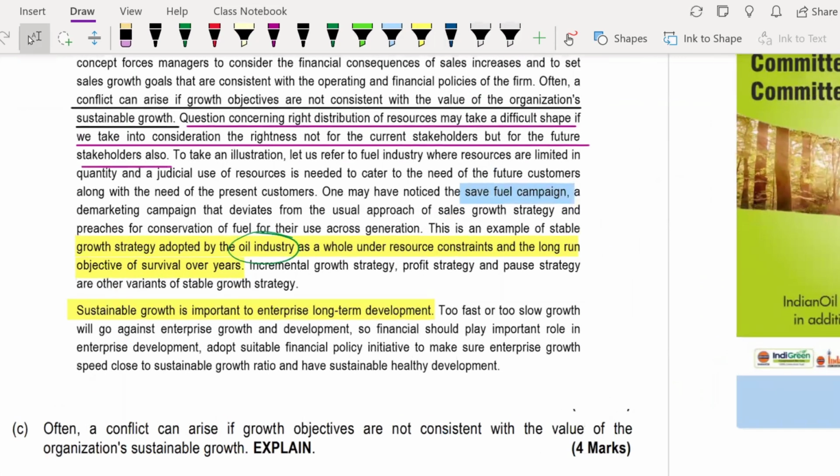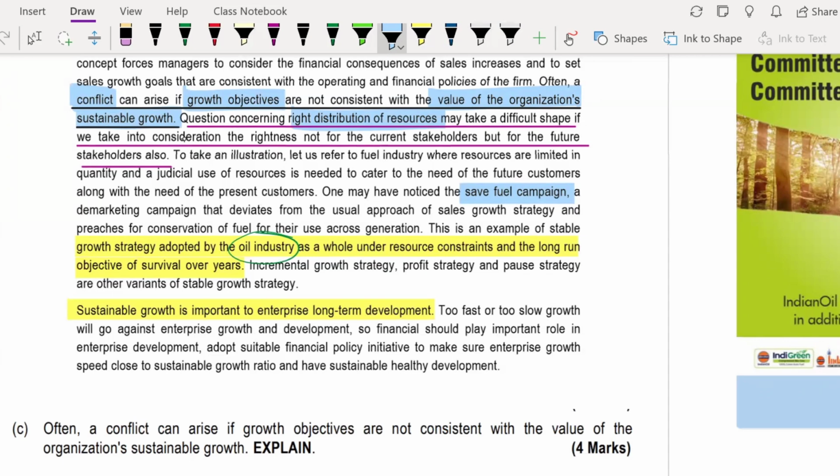So here they tell you that a conflict can arise if growth objectives are not consistent with the value of the organization's sustainable growth. So whenever you are thinking of sustainable growth, the growth objectives that you have made for your own company should also be in line with the sustainable growth. Or else the decision making might not be so easy. So whenever you are going to take decisions about how you want to distribute the resources that you have in your firm, it will be very difficult.